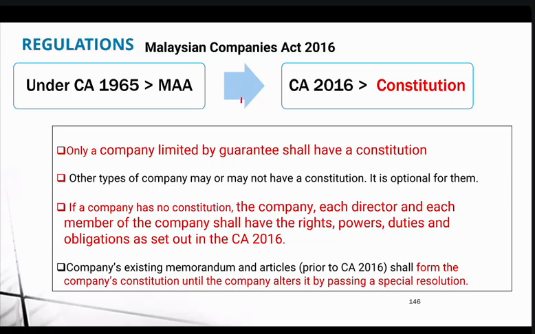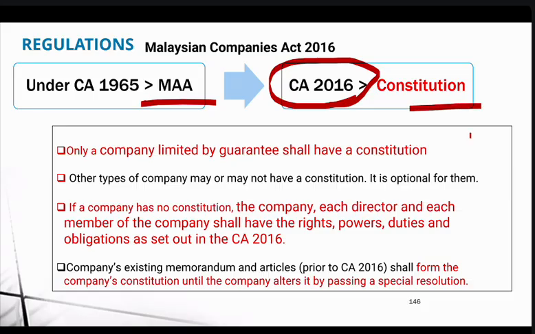So you see there are 2 years, 1965 and 2016. 2016 means it's the updated version. The old version was called MAA. In 2016, they updated the name and call it Constitution. For a company limited by guarantee, it is compulsory to have a constitution. For the other types, it is optional. If they don't have it, they have to follow the rules under the Companies Act. If they follow the MMA, they'll just follow the MMA until they pass a special resolution.